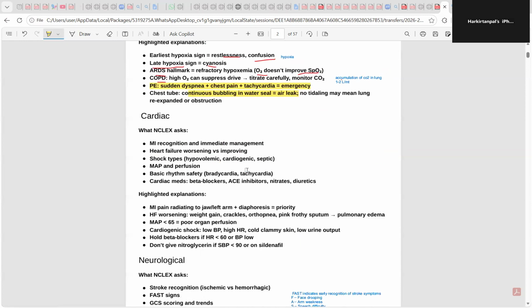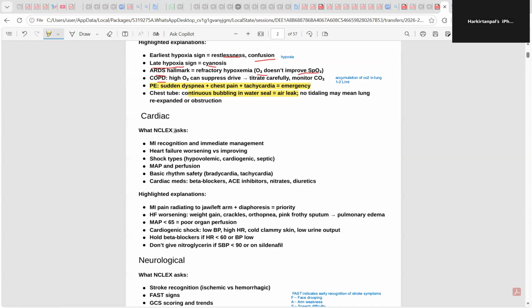Next one, cardiology system. What are the areas? If the respiratory is thorough, it's easy for the cardiology. In cardiology, mainly we have to focus on perfusion. That means especially the vital signs: blood pressure, heart rate, saturation.